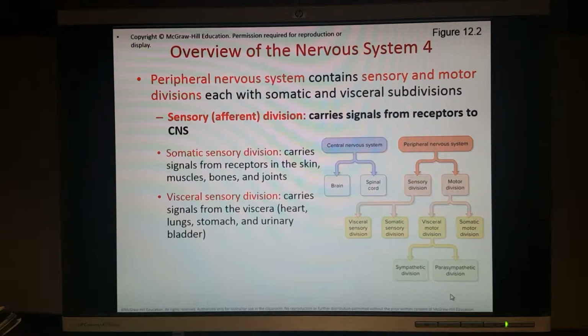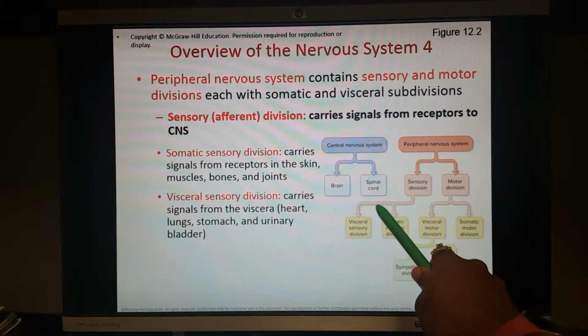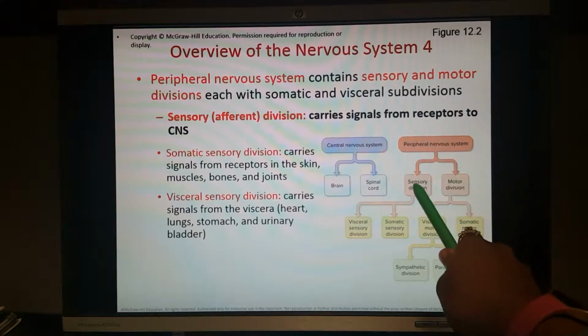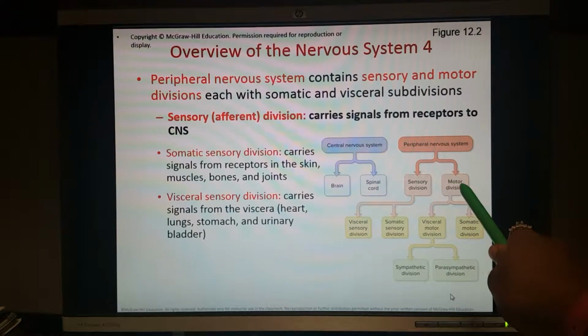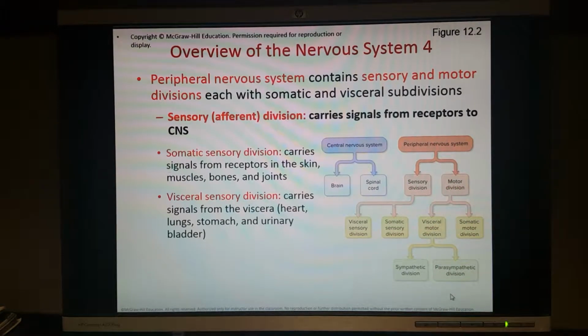Your peripheral nervous system is further divided into multiple divisions after that. So you have two divisions. You have your sensory and motor division. So here we have the central nervous system, just brain and spinal cord. Peripheral nervous system, a sensory division, as well as your motor division. Your sensory division, also called your afferent division, carries signals from receptors to your central nervous system. So they're going to move from the outside portions of your body in different locations around the body and take that information to your brain.